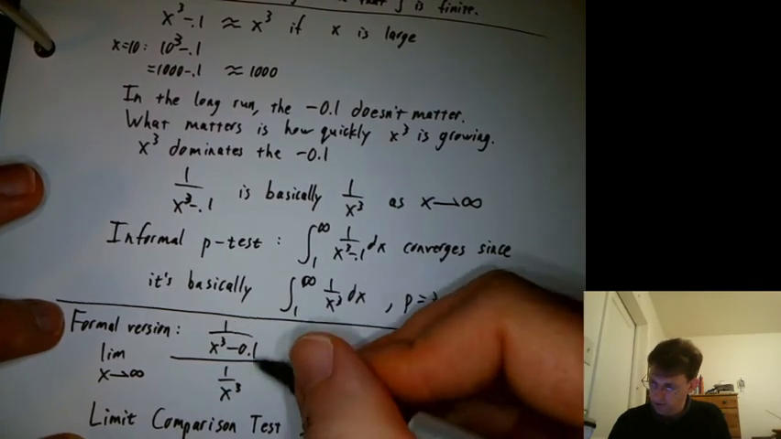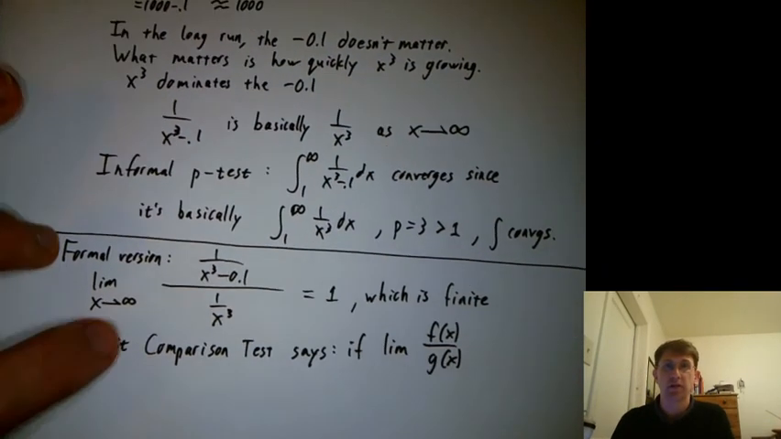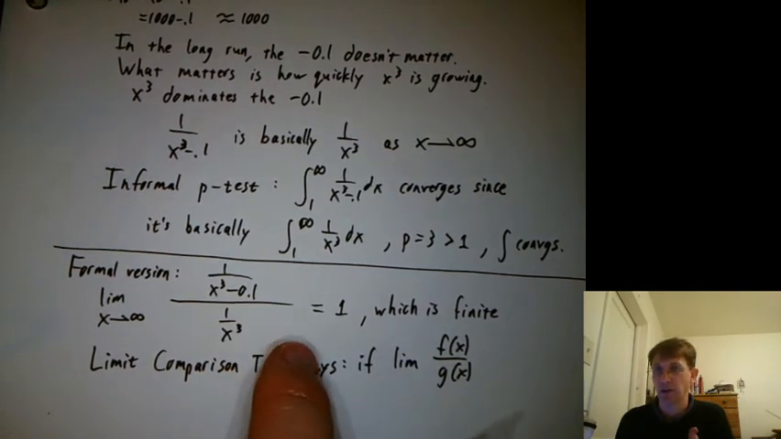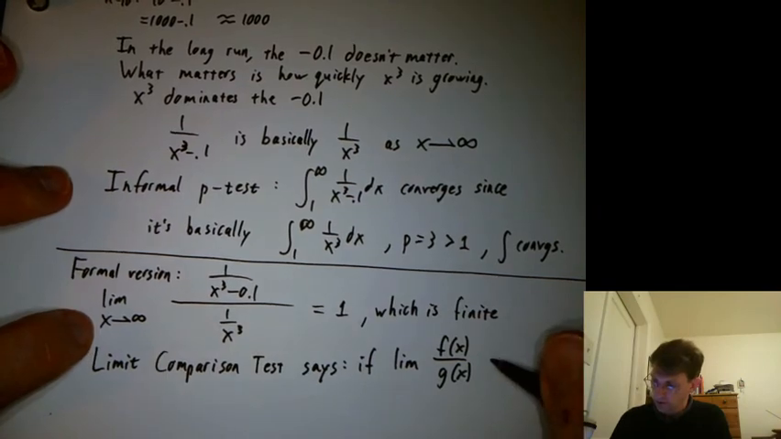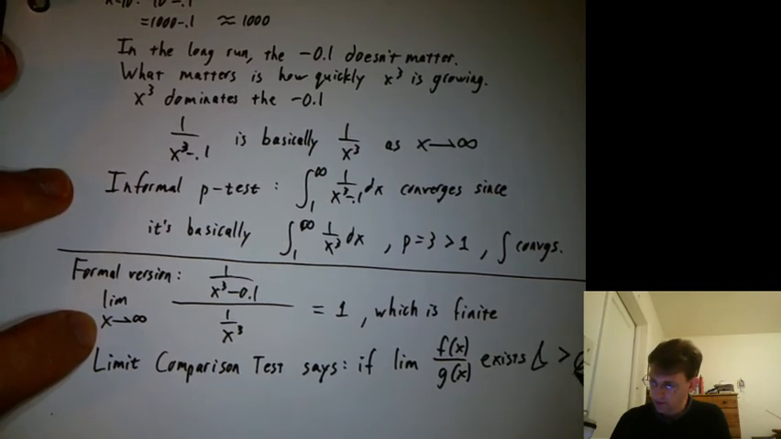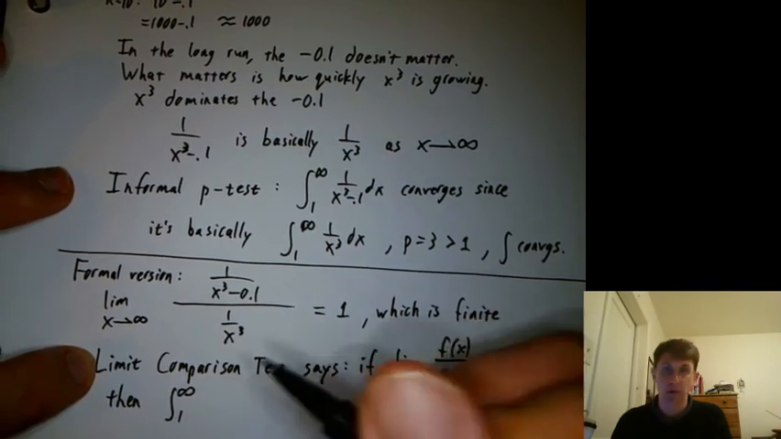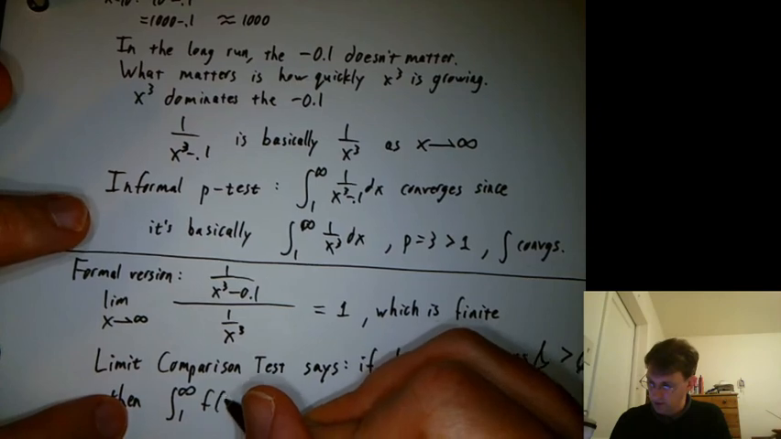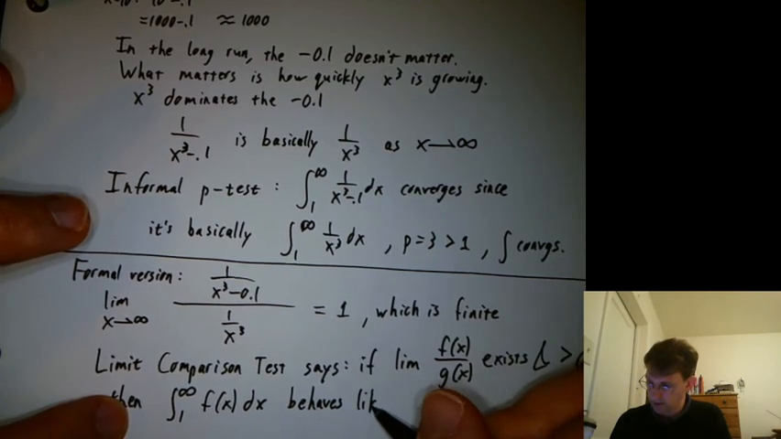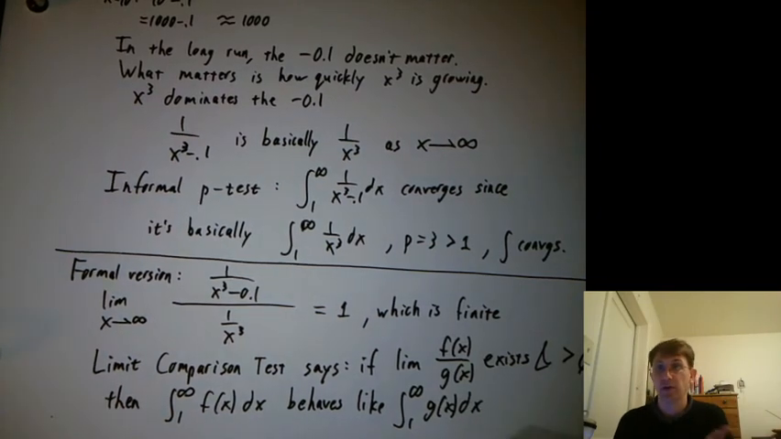So if the limit of that ratio, which we could call f of x over g of x, where f of x is our original integrand and g of x is some hopefully simpler thing where we know how that integral behaves, exists and is bigger than 0, then the integral from 1 to infinity of f of x, you can make it a little more general, behaves like the integral from 1 to infinity of g of x. Either both converge or both diverge.